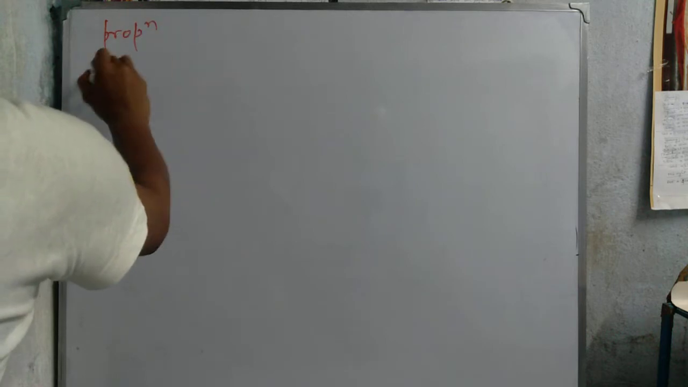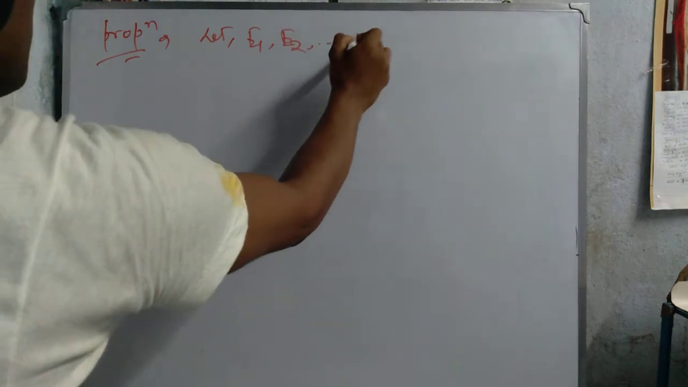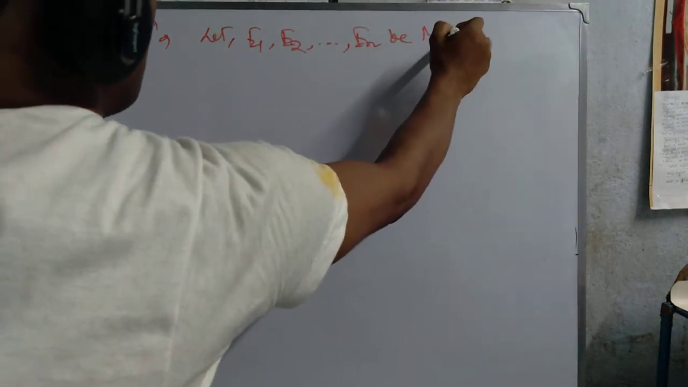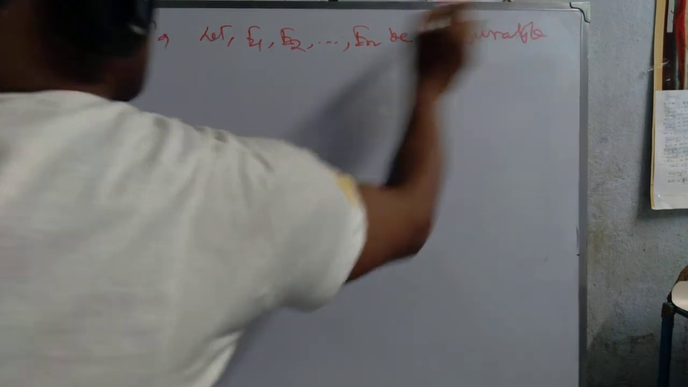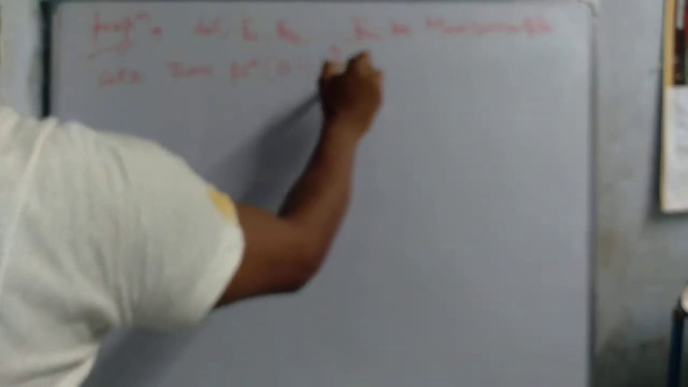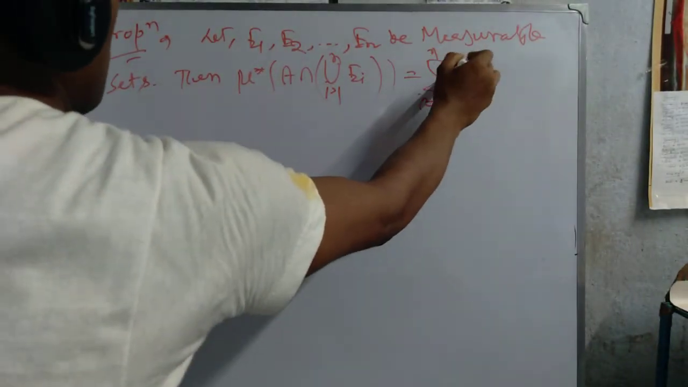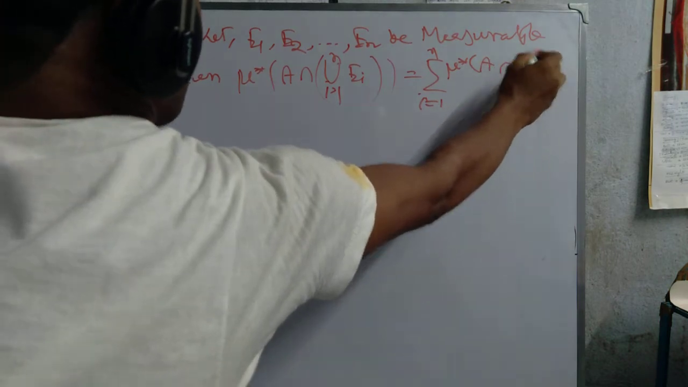So how do we develop it in this way? We write this proposition now. Let E1, E2, ..., En be measurable sets. Then what happens? Then mu star of A intersection the union over i equal to 1 to n of Ei equals the summation over i equal to 1 to n of mu star of A intersection Ei. Understand or not? I think understand.